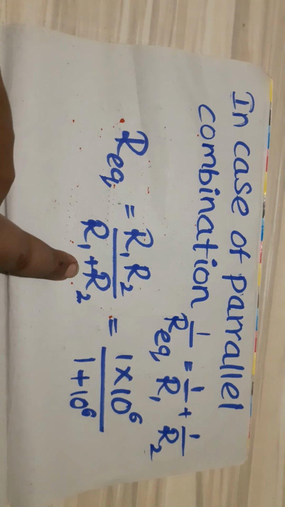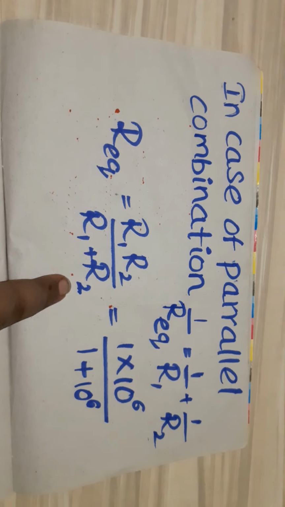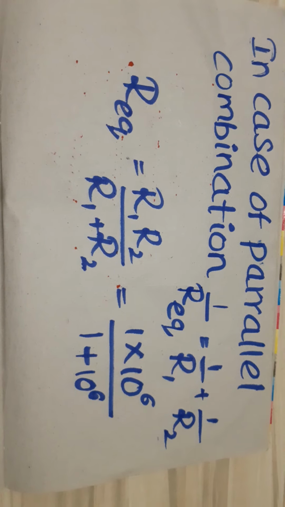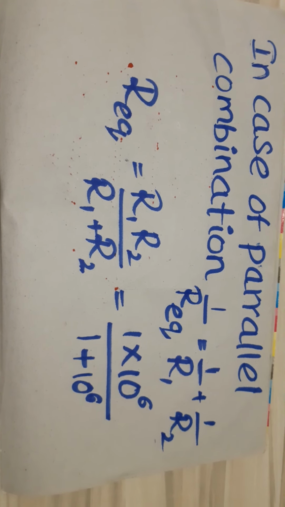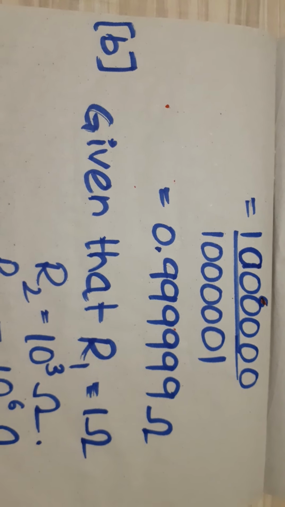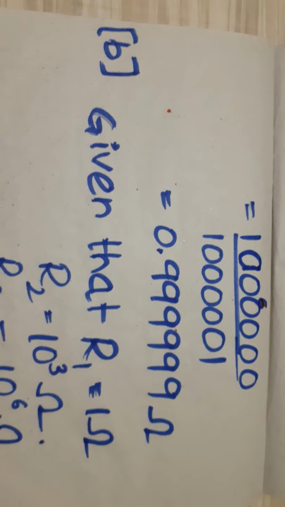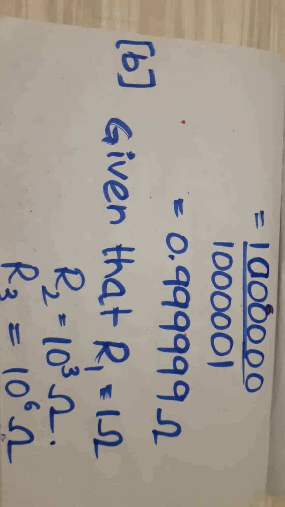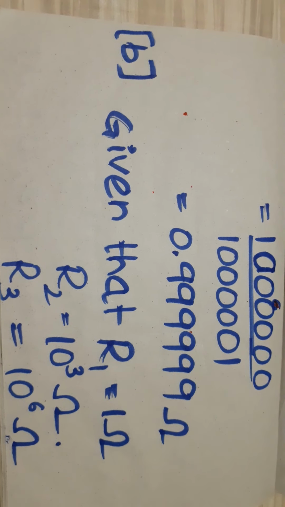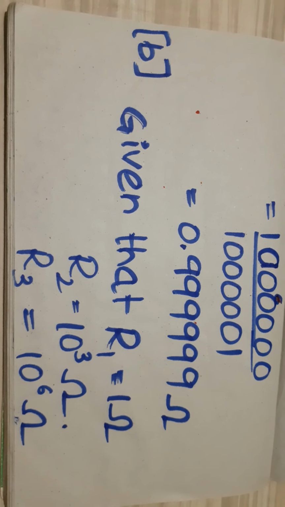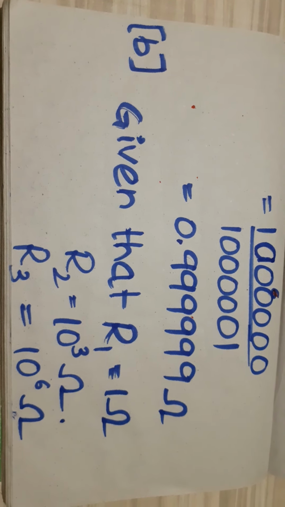So R1 value is 1 ohm, R2 value is 10 to the power of 6, R1 plus R2 is 1 plus 10 to the power of 6. On the numerator, 1 into 10 to the power of 6. On the denominator, 1 plus 10 to the power of 6, its value is 1 lakh 1. So total value is 0.999 ohms.